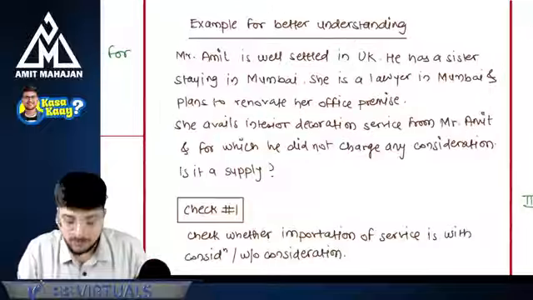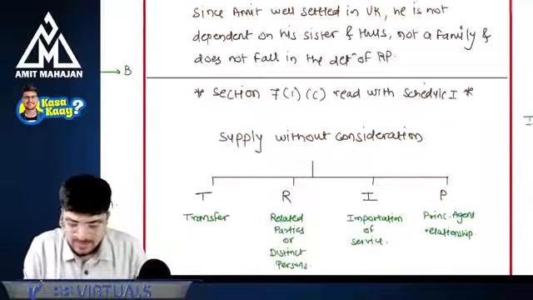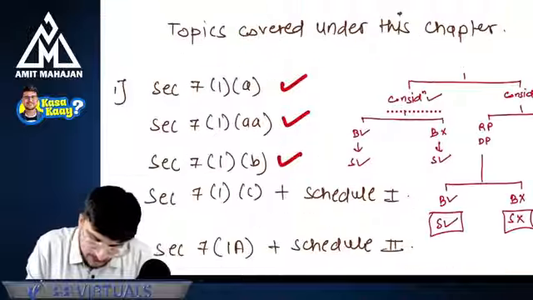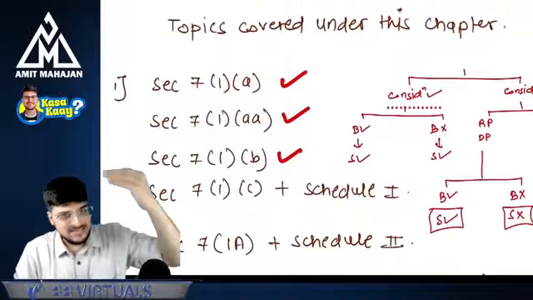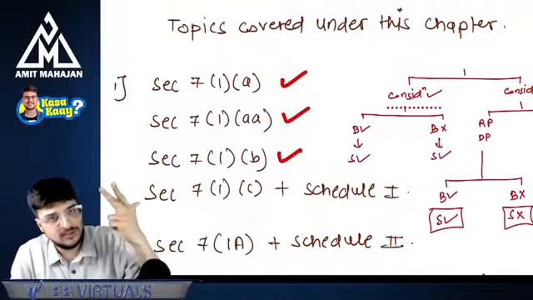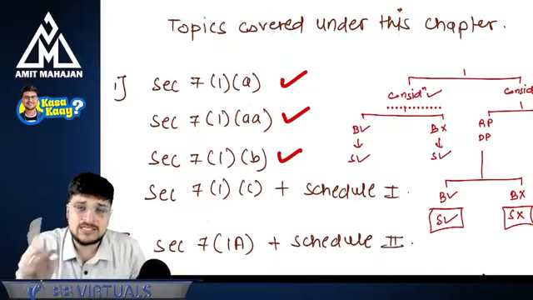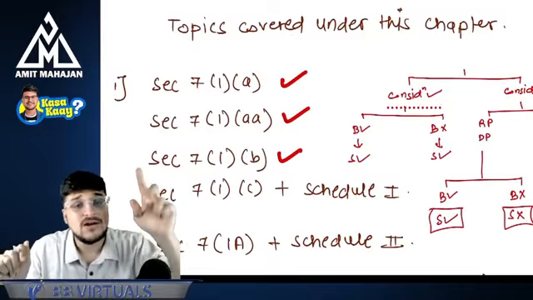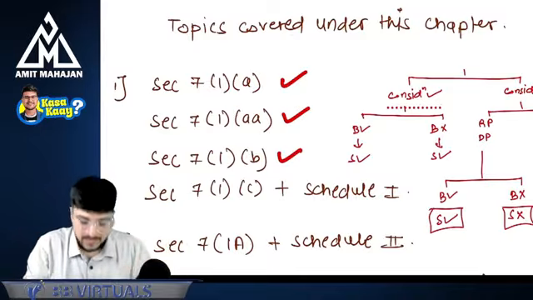Okay. So this was your example, and this was our example for 7.1b. So how many sections did we see till now? We saw three sections. 7.1a, that is three conditions: supply, consideration, and it should be in the course of furtherance of business. 7.1AA is actually talking about if any unincorporated body provides any service to its members for a consideration, it will be considered as supply.